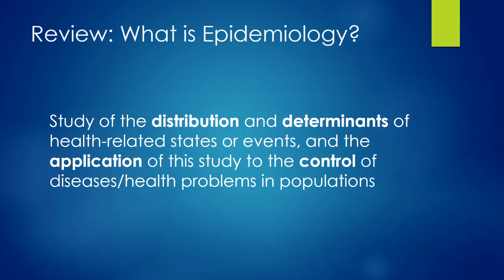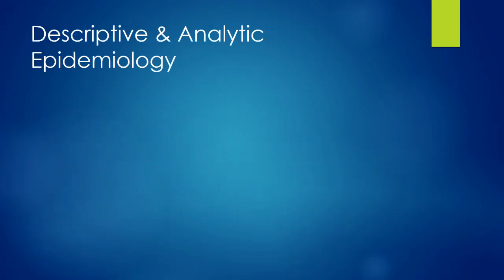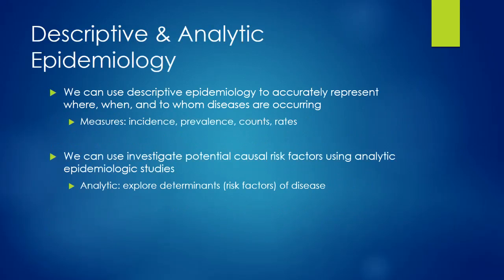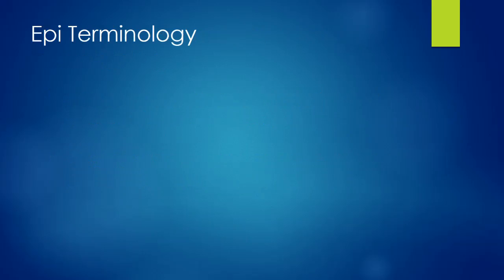So we've seen this before, but epidemiology is the study of the distribution and determinants of health-related states or events and the application of that knowledge to control health problems in populations. So we talked before about descriptive epidemiology, which focuses on studying the distribution of disease. And now we're really focused on identifying the determinants or risk factors for those diseases. We also have talked about using incidence, prevalence counts, and rates to describe the burden of disease in populations as part of descriptive epidemiology. And so now we'll move on to exploring those risk factors.